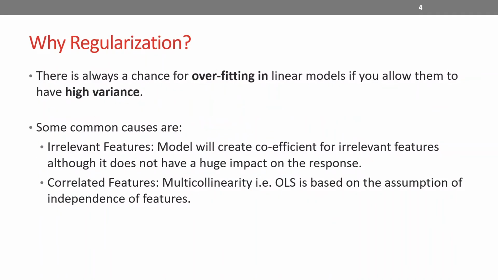Okay, so why do we use it? As I said, there is always a chance for overfitting in linear models, and that will lead to higher variance. Some of the common causes are irrelevant features. If you are building a linear model for a problem that has a lot of features, most likely some of them are irrelevant, so the model will create coefficients for each of those, right? And you don't need them. Although these features are not having a huge impact on the response, still a coefficient is created. So you need to do something about them.